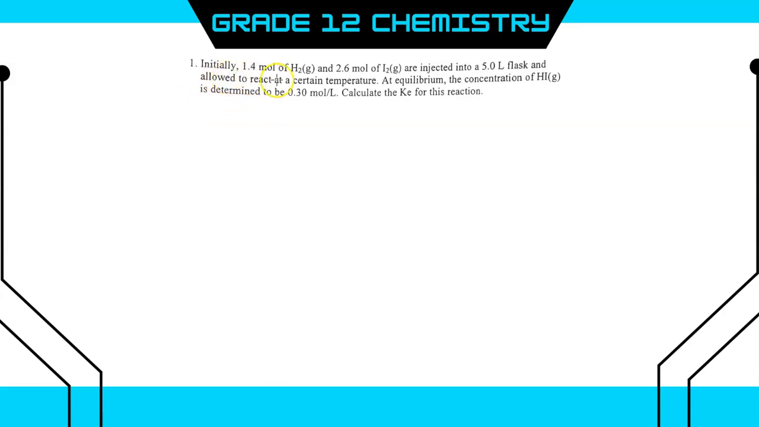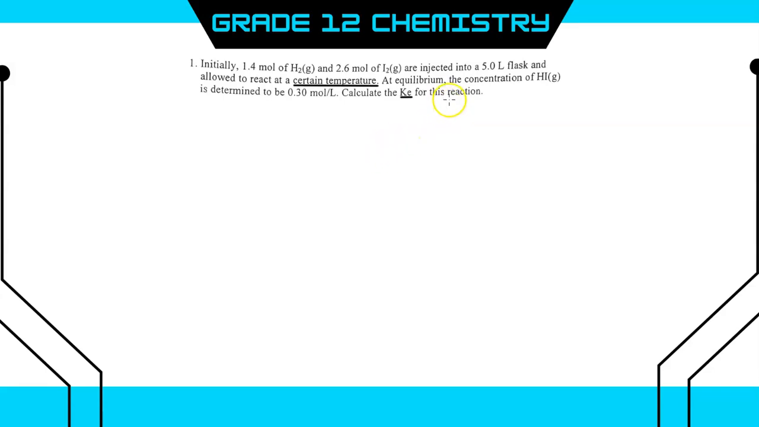Here we have initially 1.4 moles of hydrogen and 2.6 moles of iodine injected into a 5-liter flask and allowed to react at a certain temperature. That certain temperature is important because that just lets us know that our equilibrium point is not changing. At equilibrium, the concentration of hydrogen iodide is determined to be 0.30 moles per liter. Calculate the equilibrium constant for this reaction.